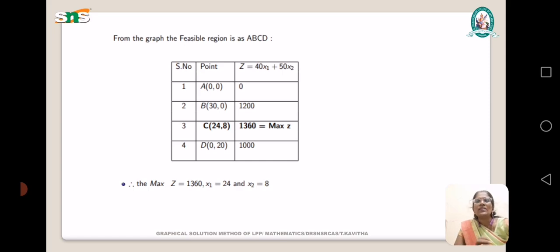The point C is 24,8. Therefore 40 into 24 plus 50 into 8, we get 1360. The last point D 0,20: 40 into 0 plus 50 into 20, we get 1000. Here our objective is to maximize. The maximum value is 1360. Therefore the maximum Z is equal to 1360, with x1 equal to 24 and x2 equal to 8.